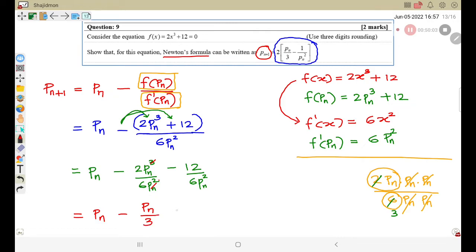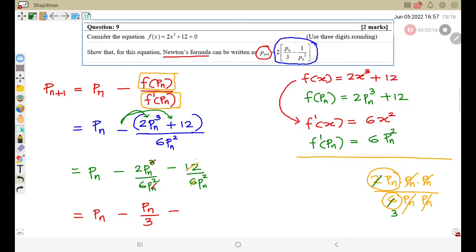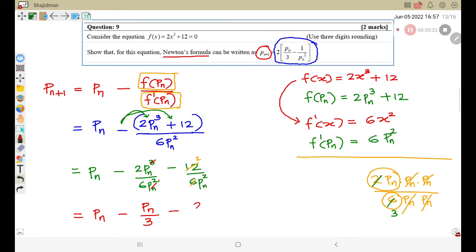Then the last term: 12 divided by 6 Pn square. We can cancel 12 and 6. How many times does it go? 2 times. So we can write 2 divided by Pn power 2. I hope you understood this one. 2 divided by Pn power 2. Now we will go to the simplification.